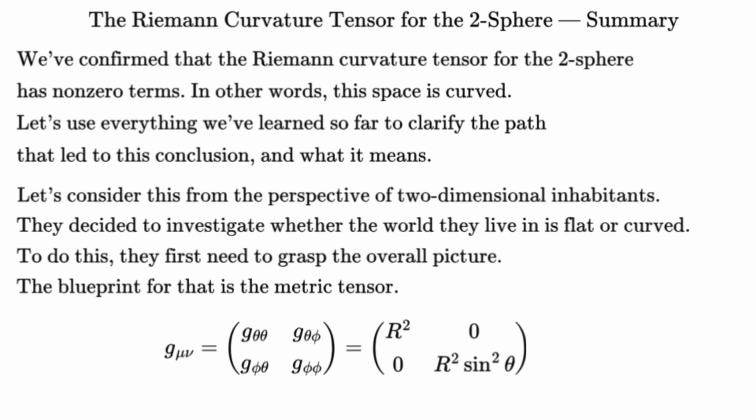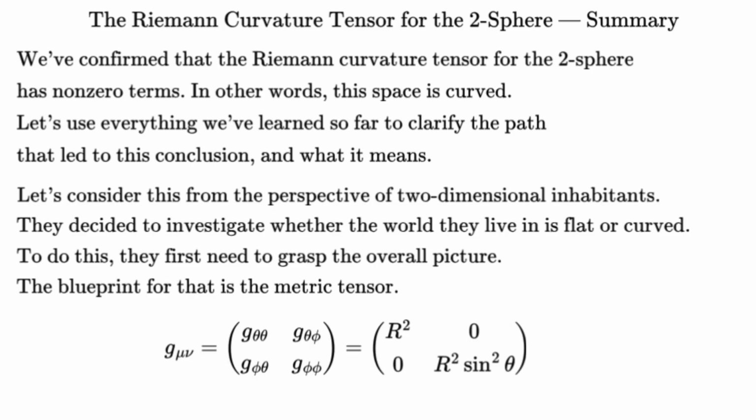The Riemann curvature tensor for the two-sphere. Summary. We've confirmed that the Riemann curvature tensor for the two-sphere has non-zero terms. In other words, this space is curved. Let's use everything we've learned so far to clarify the path that led to this conclusion, and what it means.